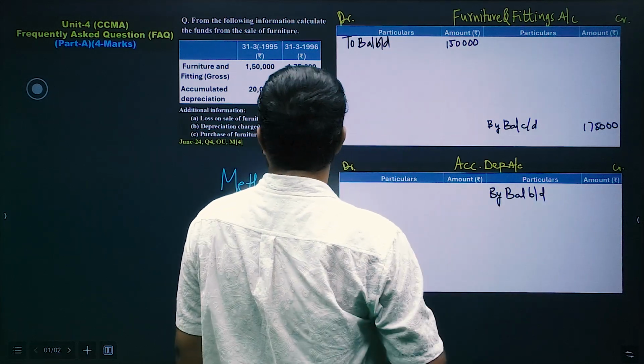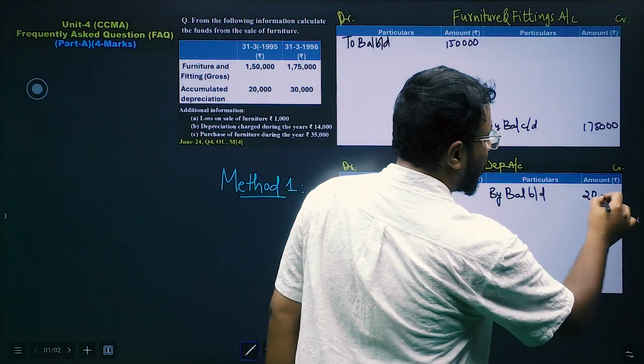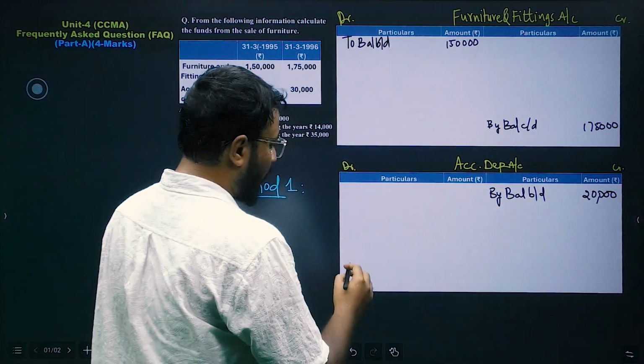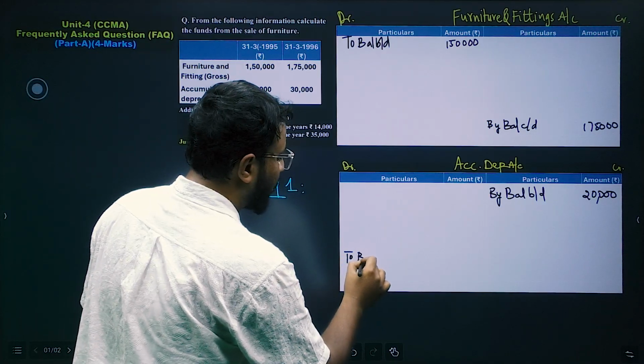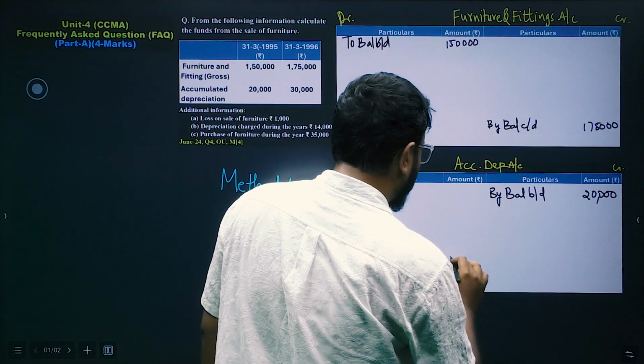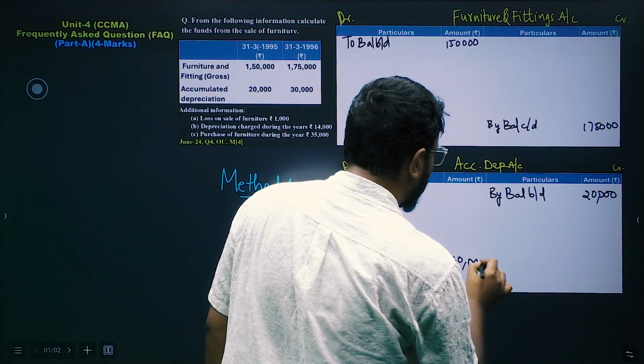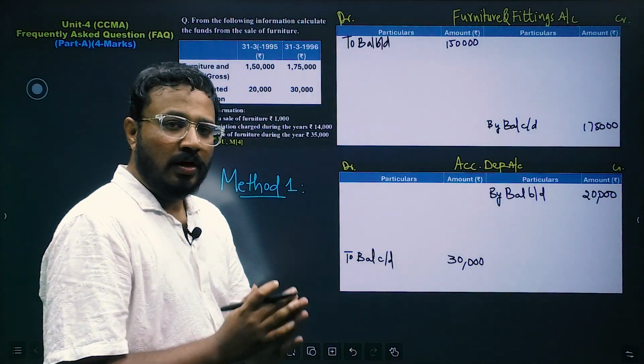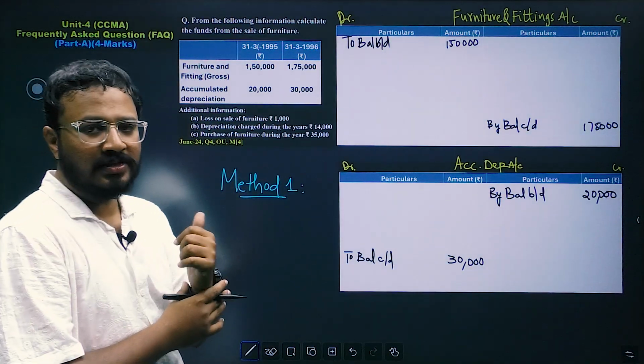By balance brought down. Last year balance is 20,000. Current year balance is the closing balance, which is 30,000. Right. Now let's plot the additional information he has given.